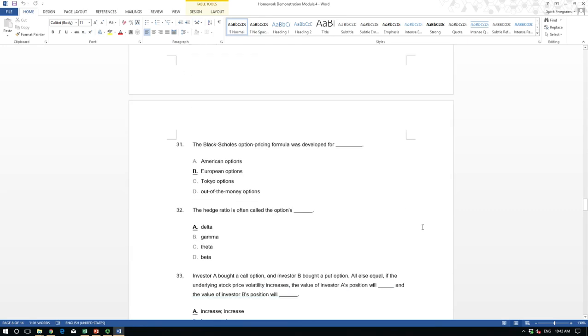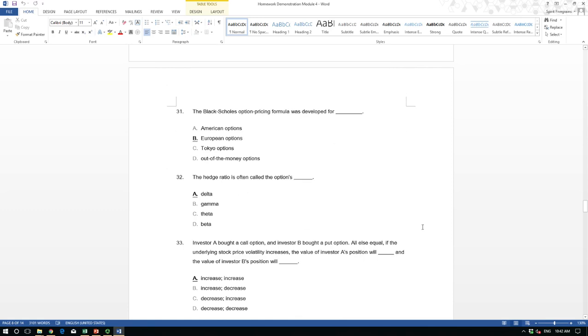Number 31. The Black-Scholes option pricing formula was developed for American or European options? Of course, it's for European options. It cannot tackle American option problems. Only the binomial tree can deal with American options.